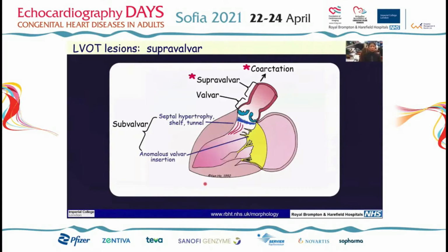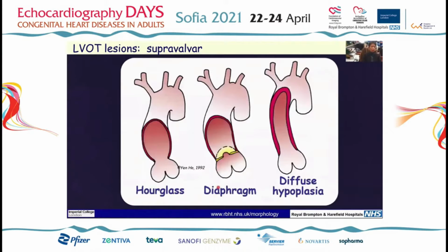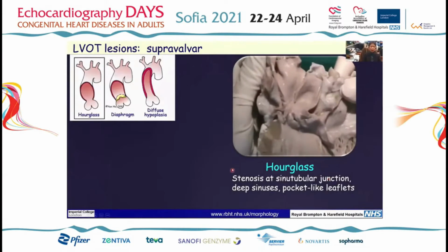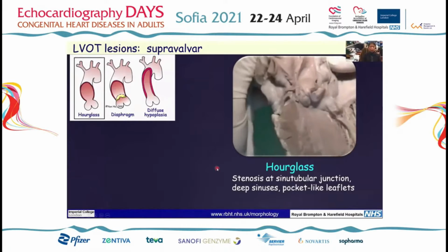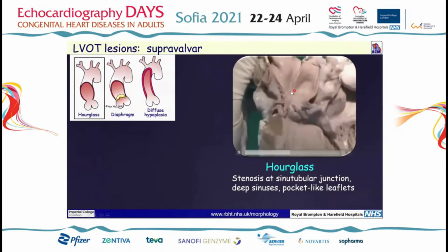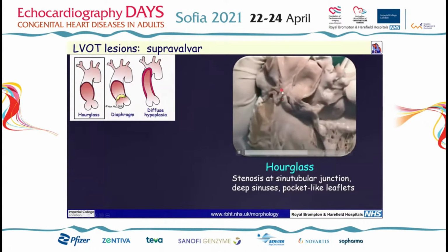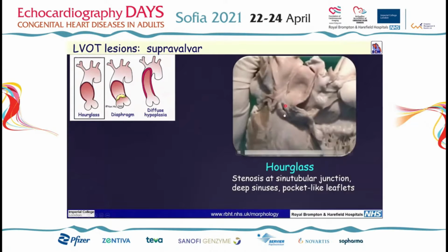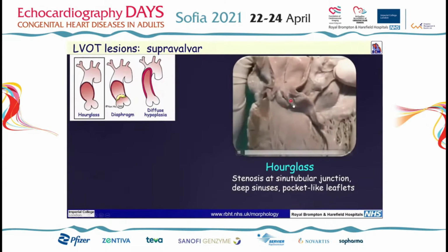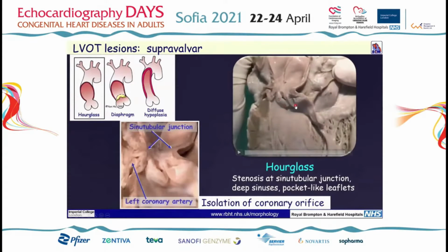Then moving further upstream, we have the supravalvar lesions, followed by the coarctation lesions. So what do we mean by supravalvar obstructive lesions? There are 3 forms basically: the hourglass form, the diaphragm form, and the diffuse hyperplasia form. This is an example of an hourglass configuration where the stenosis is at the sinutubular junction. See how there's a kind of waist arrangement, and deep sinuses and deep pocket-like arrangement of the valvular leaflets.